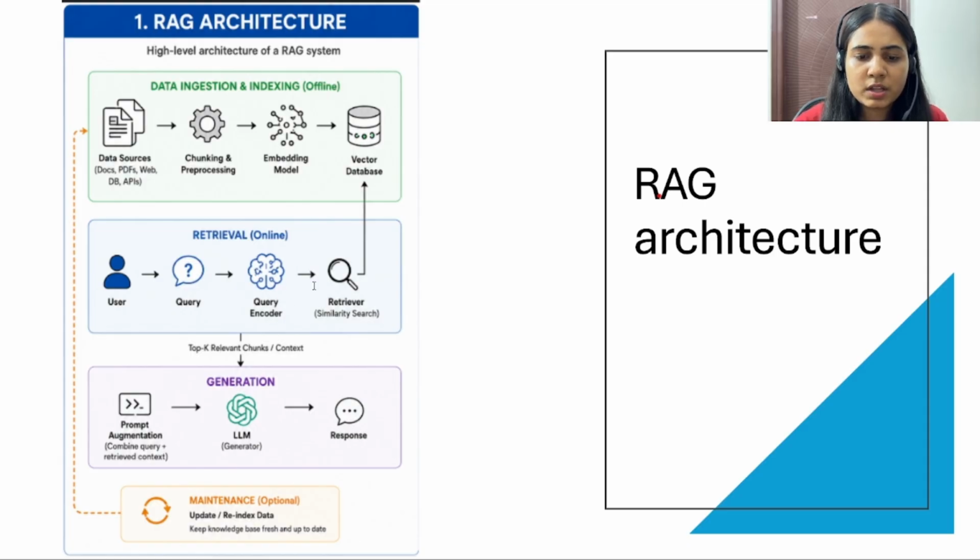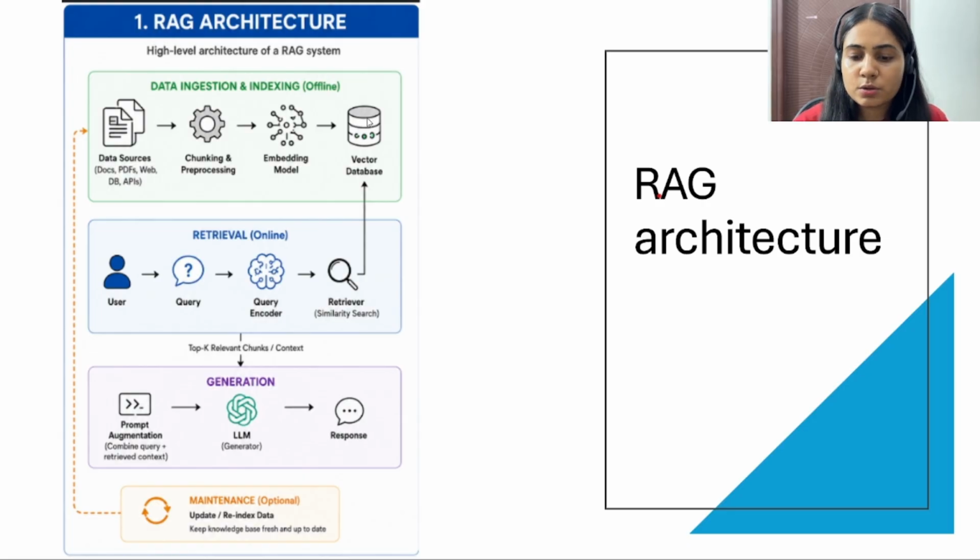Now it will go to the retriever. The retriever compares the query embedding with the stored embeddings, meaning whatever data is stored in the vector DB. It takes this data and compares all of it, and then does the semantic search. It will retrieve the top k results, and this entire retrieval process happens in real time.